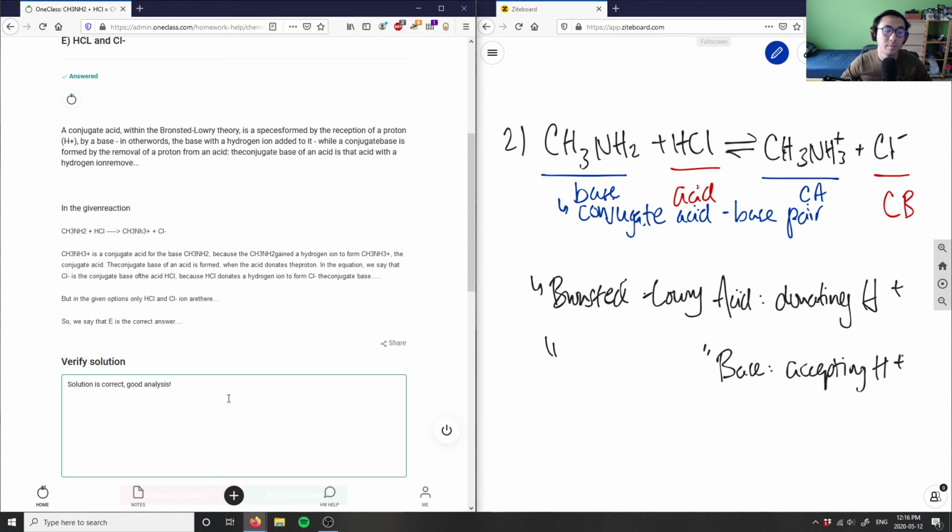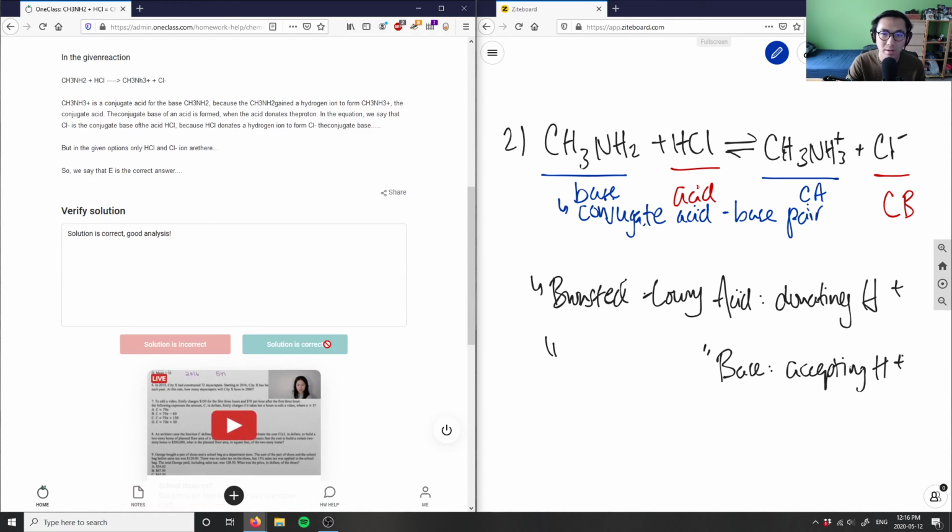So all you need to know about this question is that it's basically testing Bronsted-Lowry theory, where if a compound is donating a hydrogen, it is an acid. If it's accepting a hydrogen, it's a base, right? In this case, HCl is donating a hydrogen to make Cl minus, right? I'm giving this away to this CH3NH2, right? So therefore, this here is the acid, and this one here would be the conjugate base. And then finally, with this methylamine here, this one would have to be the base because I am accepting, right? If I'm going towards the right hand side, I'm accepting a hydrogen, right? NH2 becomes NH3 plus. So this here would be my base, which means this guy here would be my conjugate acid. So the solution is correct. Great analysis here.